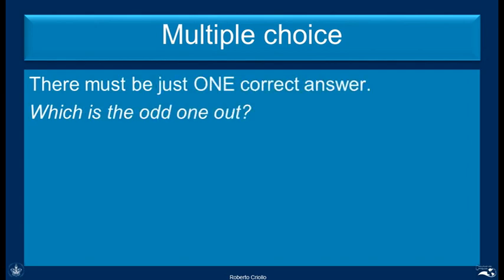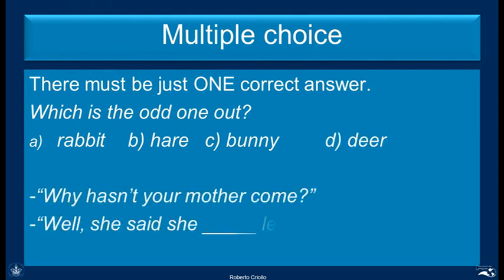Something important that we need to consider when we design multiple choice items is that there must be just one and only one correct answer. Remember, it is an objective test. So I'm going to show you two examples, and we're going to see what could be wrong with them.